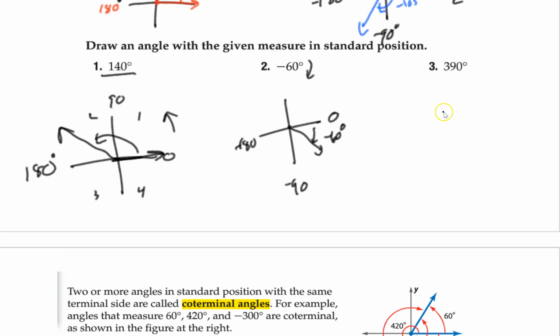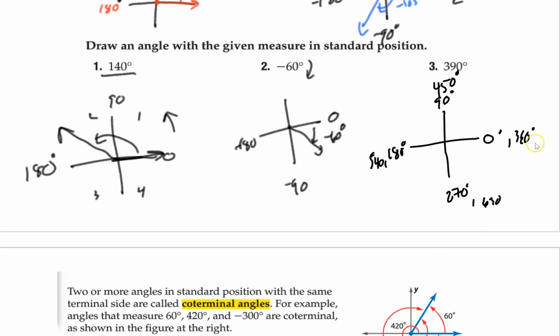Let's do 390. That's a little interesting. So here's 0, here's 90, 180, 270, 360. Now if you notice, I'm still not far enough to get to 390. I'm a little short, so let's keep on going. The way you keep on going is just like always, keep on adding 90. So 360 plus 90 is 450, then 540, 630, and 720. You can keep on going around and around as much as you want.